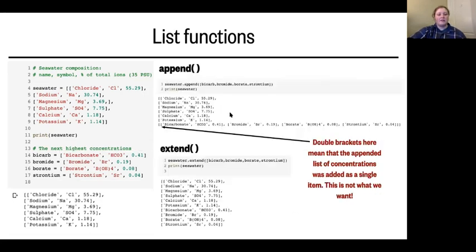Now, there's a subtle difference between append and extend. With append, you can put the same arguments in where you have this list of bicarb, bromide, borate, and strontium. However, when you do that, it adds all of those as a single list item. You can see here there's an outer bracket, and then there's the bicarbonate item, bromide item, borate item, and strontium item, and then a closed bracket, which means that it's a single list item at the very end of this list, rather than taking each individual item in that list and creating a new item in the original seawater list. So that's what extend does. It takes each of those and creates a new item.